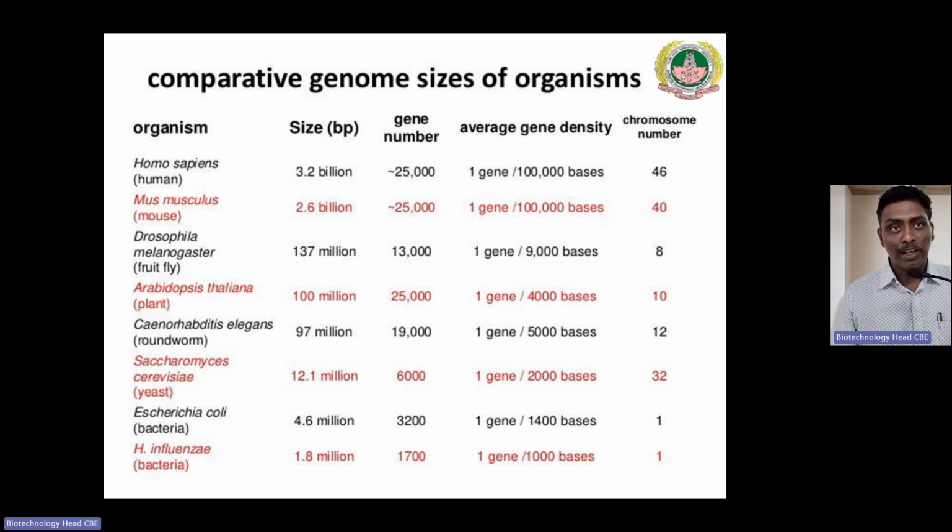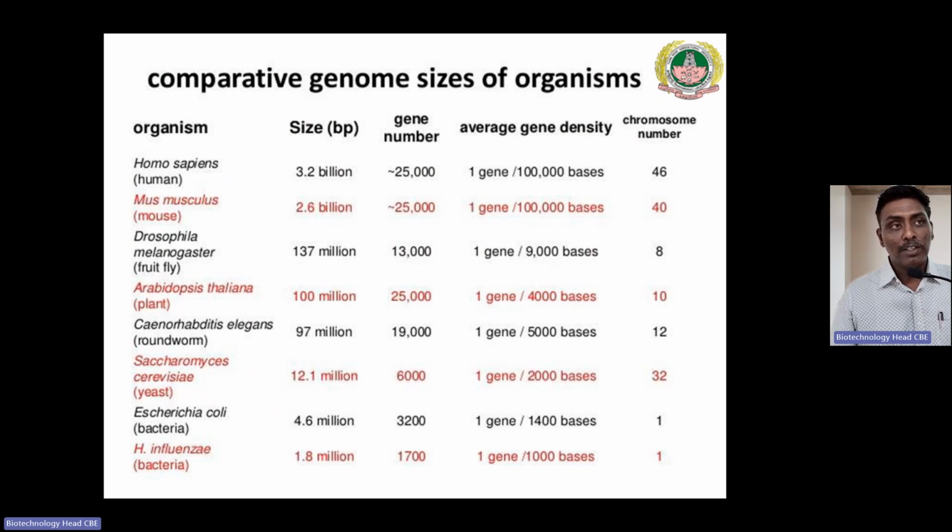Then mouse is a model organism. So Mus musculus, the genome size is 2.6 billion base pairs. It also contains 25,000 genes. It has 40 chromosomes. The third one is Drosophila melanogaster, otherwise called the fruit fly. It is a model organism for developmental genetics. The genome size is 137 million base pairs. It contains around 13,000 genes. It has only 8 chromosomes.